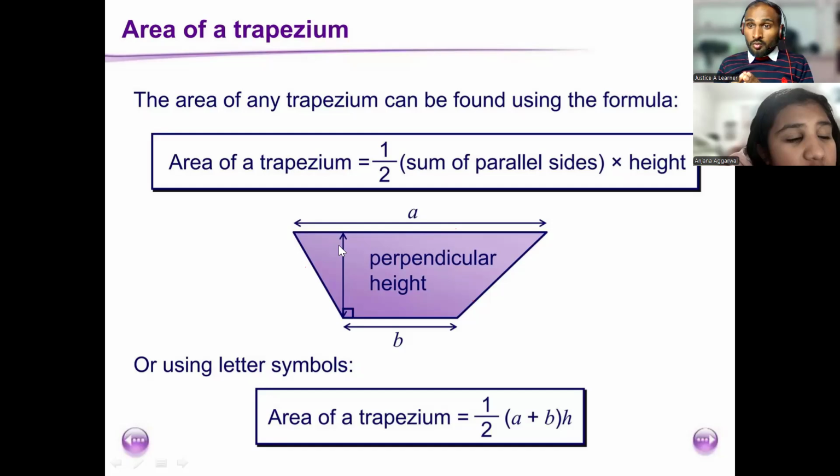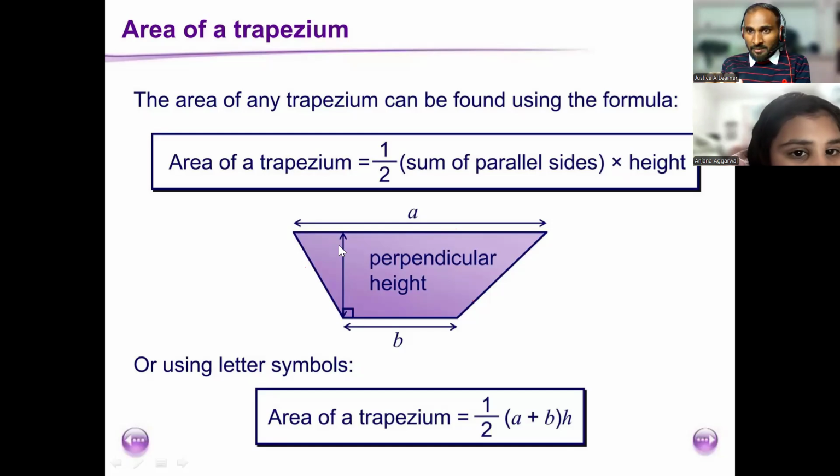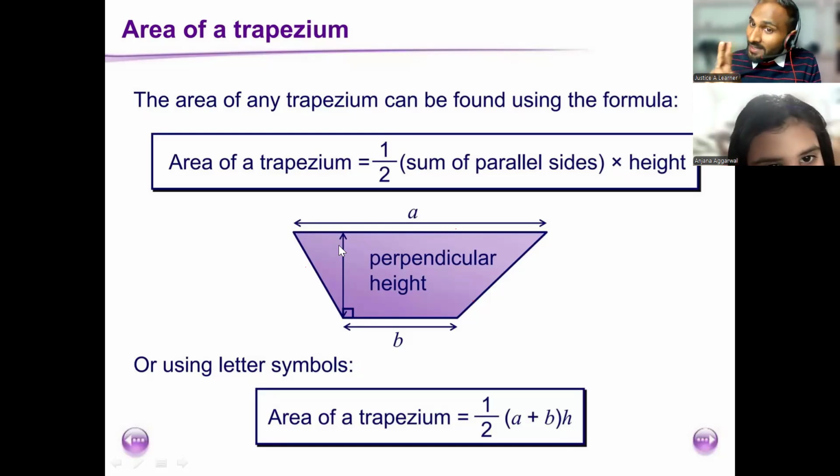What does dimension mean? Dimension means like length and width. These are two dimensions, height and base, two dimensions. A line only has length, so it is one dimensional. A rectangle is two dimensional, and a square is two dimensional, right?